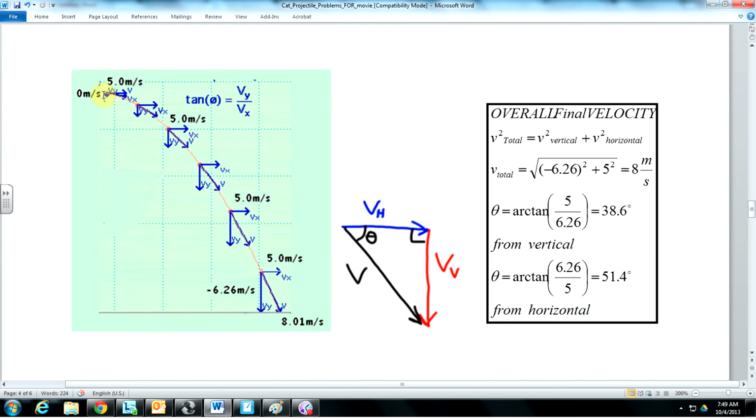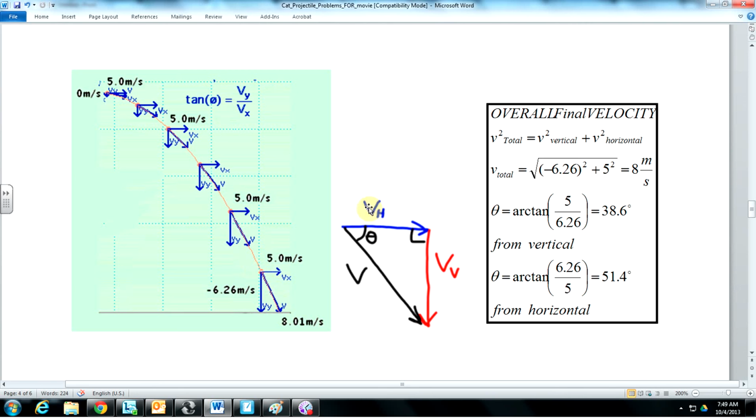We had the cat moving at 5 meters per second at the start, only horizontally, and notice there's no vertical part to it. Now, as the cat's falling, it's moving sideways, and the vertical component here, here, here keeps getting bigger and bigger, and then right before it hits the ground, it's going negative 6.3 vertically downward. It's got 5 horizontal. And now we need to know, well, what's its overall velocity?